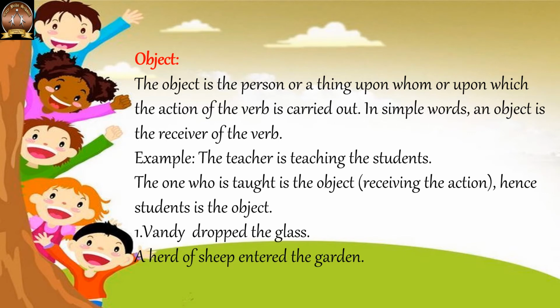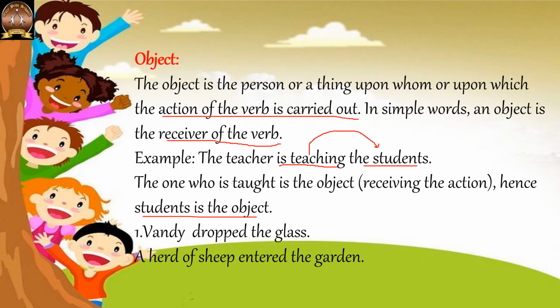Moving forward with the sentence parts, it also has an object. Object is the person or thing upon whom or upon which the action of the verb is carried out. In simple words, an object is the receiver of an action or receiver of the verb. For example, the teacher is teaching students. What is the verb here? Is teaching. So this teaching action is received by whom? It is received by students. So here, students becomes the object.